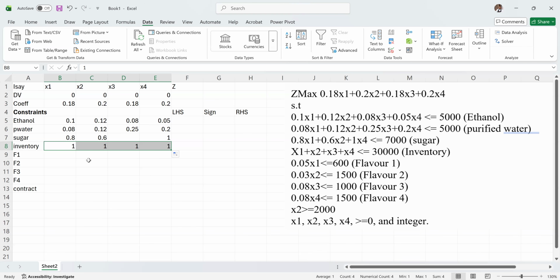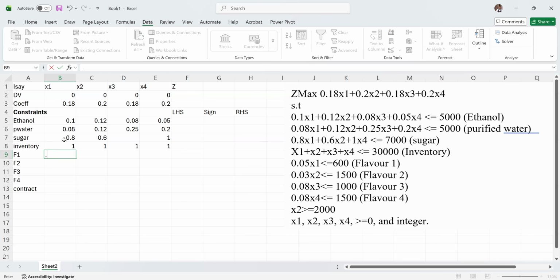Then you go to flavor 1. Flavor 1 is for X1. So you got to be under X1 and type 0.05. Flavor 2 is under X2. So you type 0.03. Your eye must be looking at the formulation that you did. The next one is flavor 3. Flavor 3 is under X3. So you write 0.08, but make sure it's under the X3 column. Flavor 4 is under X4. That one is also 0.08.